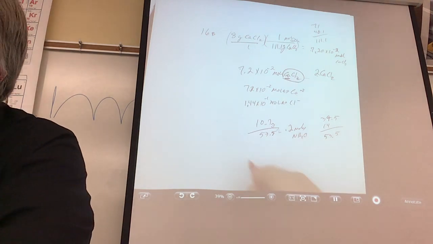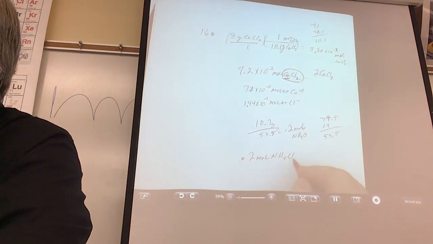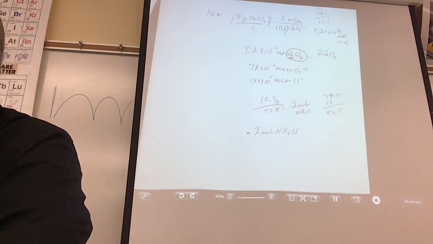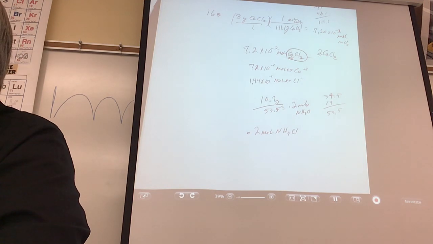All right, here we go. Now, watch. 0.2 moles of ammonium chloride. All right. Now, go ahead. Ask away. If you dissolve that many grams, that's this many moles, how many moles of ions would be in solution? I love this question. This is great. Ready? One more time.